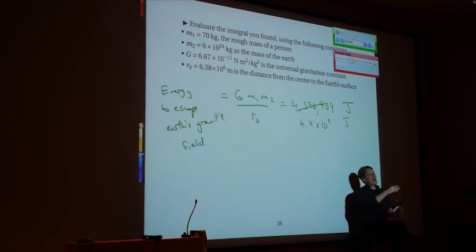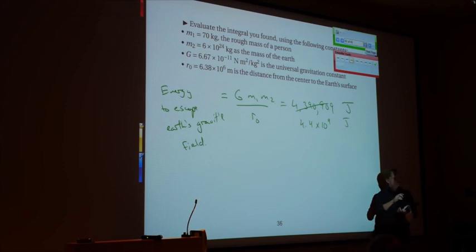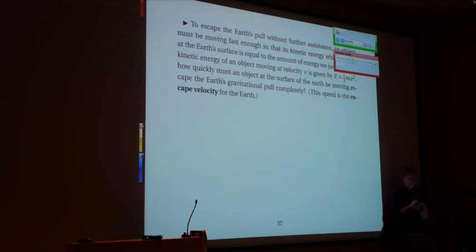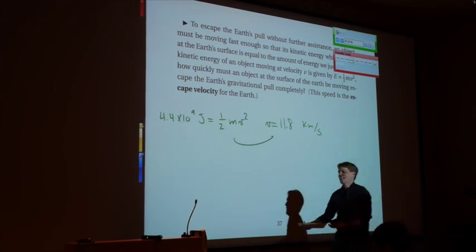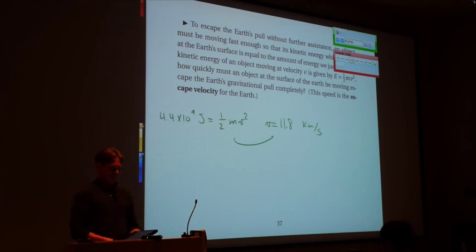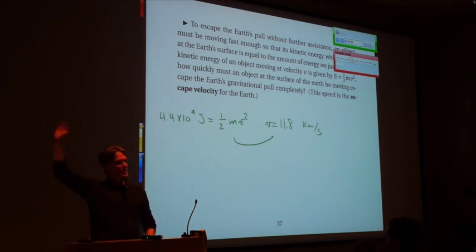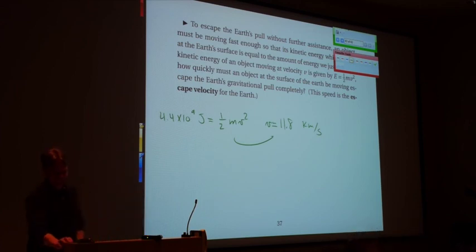How fast would you have to move to get that much energy in kinetic form? How would you know the speed? 11.8 kilometers per second. That's your 4.4 times 10 to the 9 joules is 1/2 mv squared. Your velocity ends up being a staggering 11 kilometers per second. 11 kilometers, like from here out to the 401, actually further than that, in 1 second. All right, thank you very much.